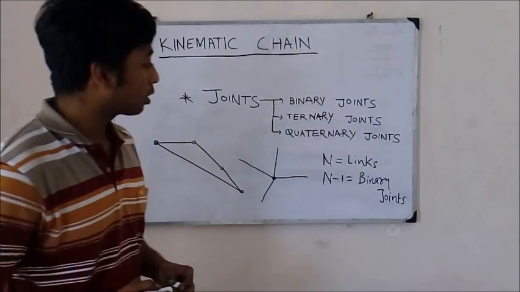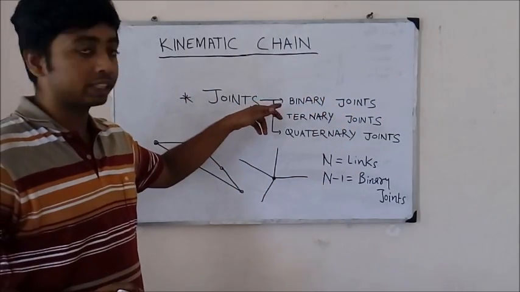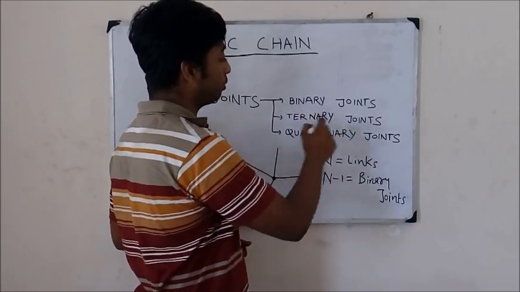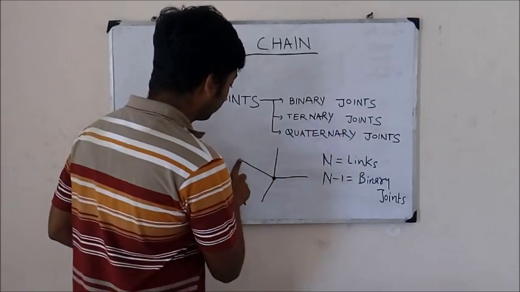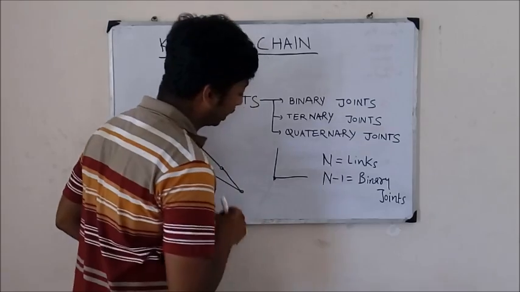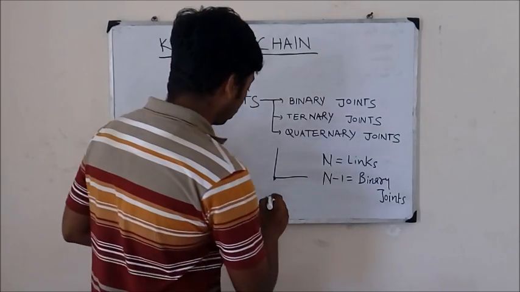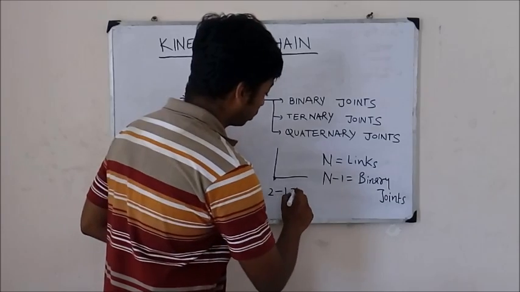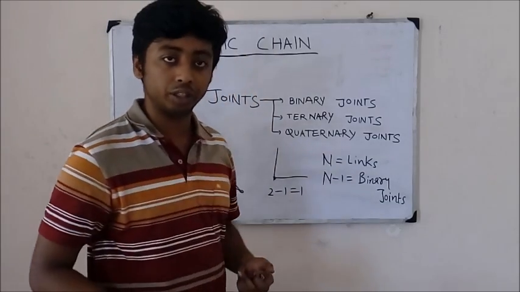Yes. So for example, let's take the example of a binary joint. A binary joint is a system where two links are attached. So suppose two links are attached, here n is equal to 2, and n minus 1 will be 2 minus 1, that is equal to 1. So obviously it is one binary joint.